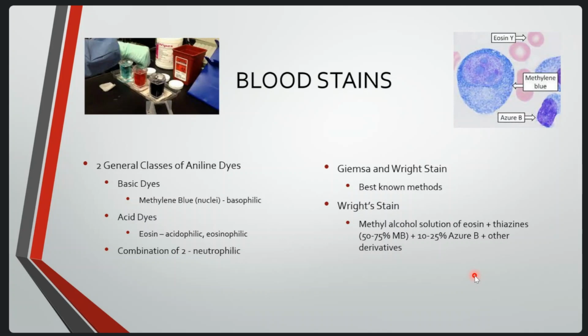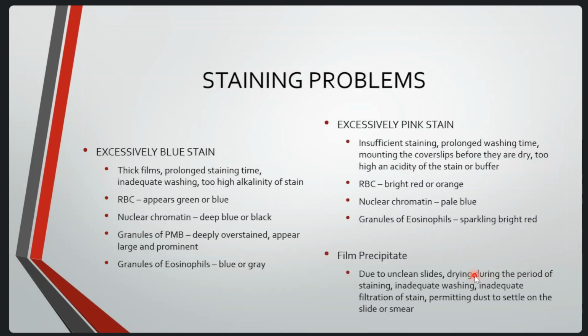We also have the best known methods, using the Giemsa and Wright stain. For the Wright stain, we use a methyl alcohol of eosin plus the thiazines and 10 to 25% azure B and other derivatives. For the staining problems, it can be excessively blue or excessively pink.